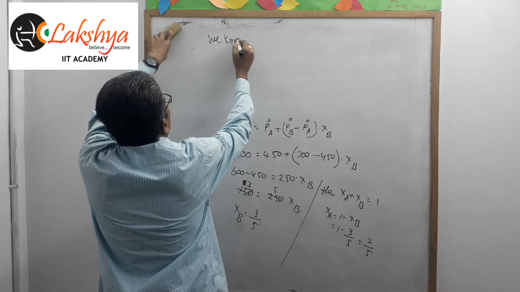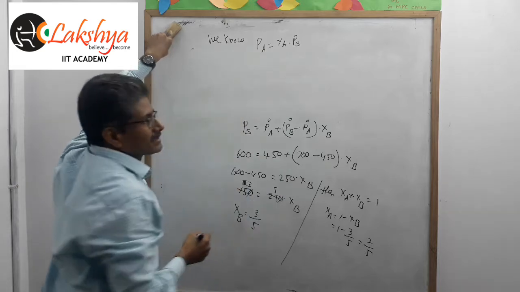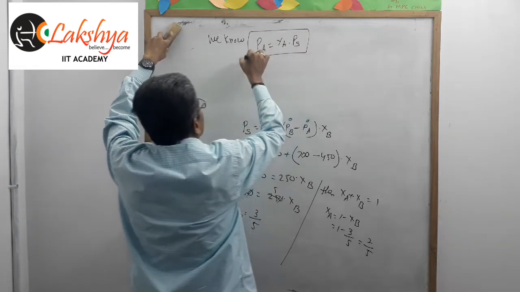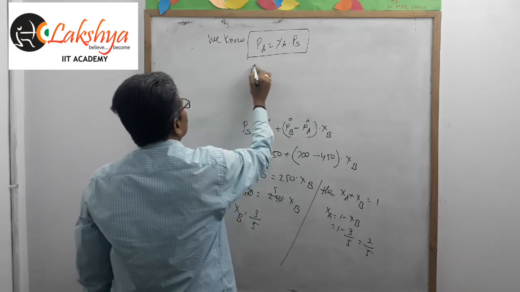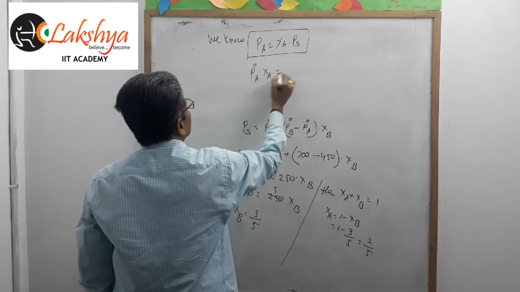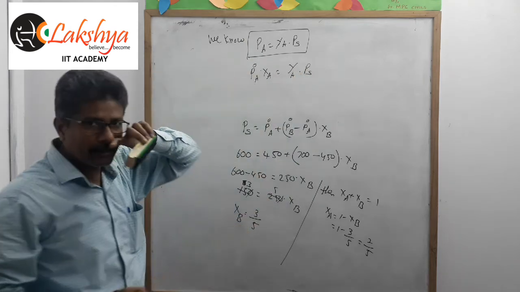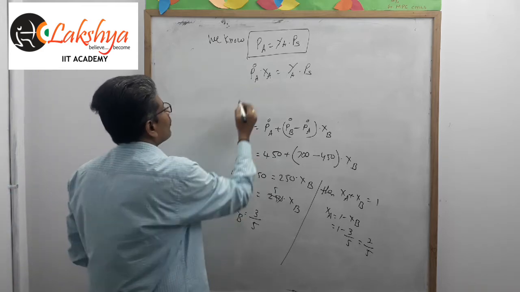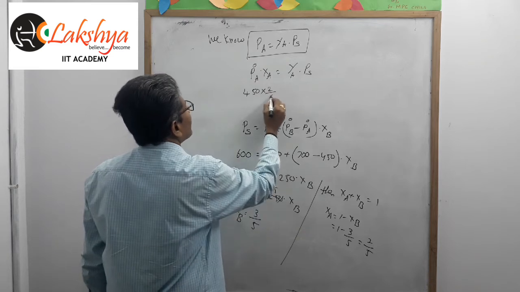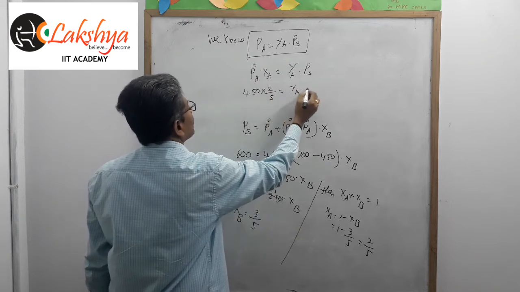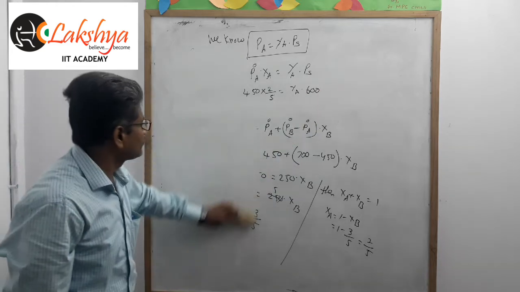We know PA is equal to YA into PS. PA means P naught A into XA is equal to YA into PS. We know P naught A value, 450, into XA value 2 by 5 is equal to YA into PS, which is 600. Right?